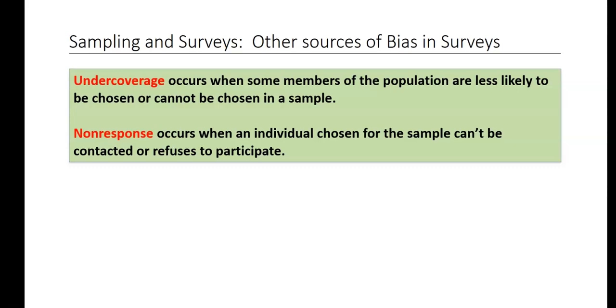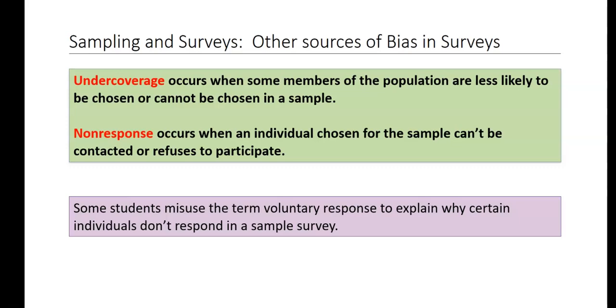Non-response occurs when an individual chosen for a sample can't be contacted or refuses to participate. That happens. That's inevitable. You can't do too much about non-response bias, but with undercoverage, you can try to reach everybody, at least make an attempt at it when you do that.